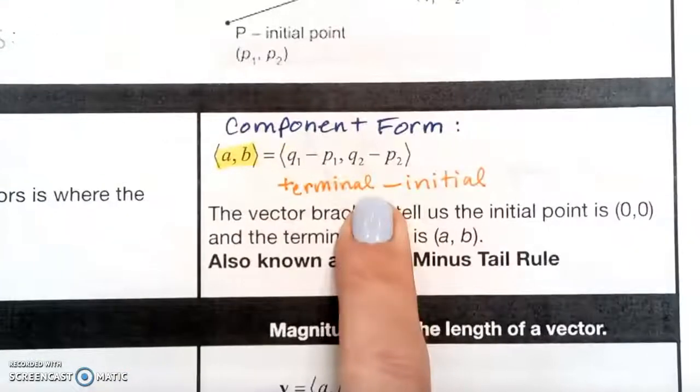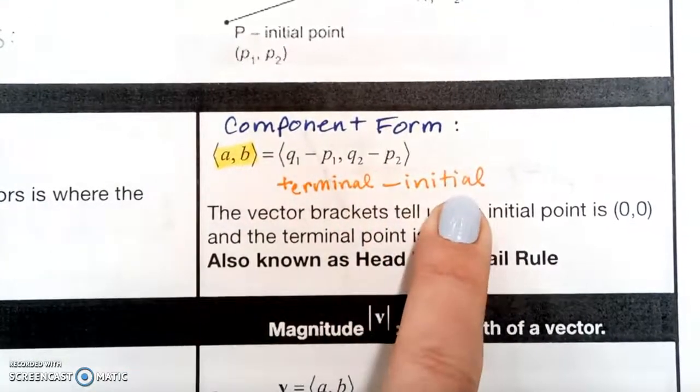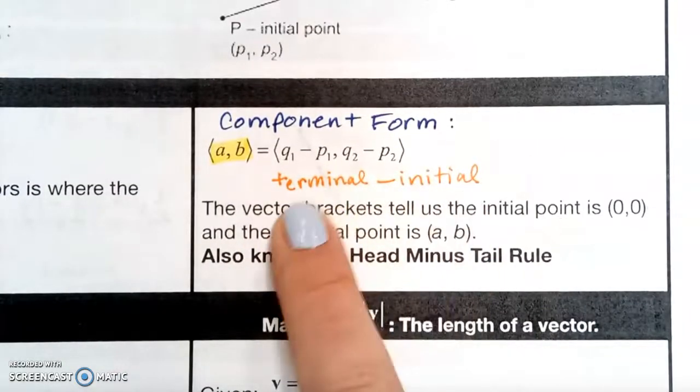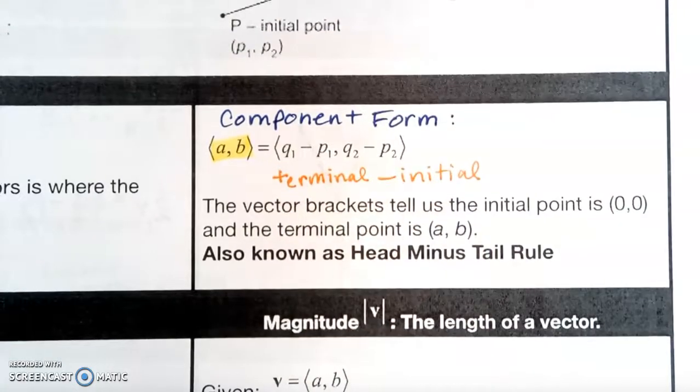So that's mathematic. We wrote it down right here: terminal minus the initial. If you haven't written that down, write that down. It's going to be the terminal minus the initial.